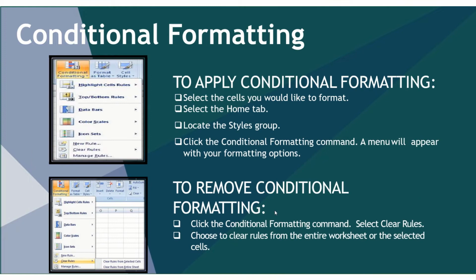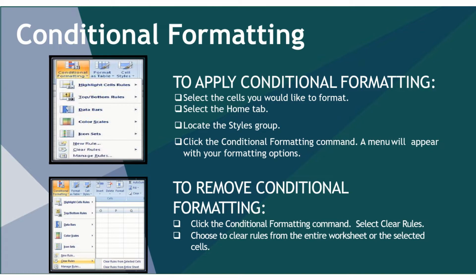So how do we apply conditional formatting? To apply conditional formatting, select the cells you would like to format, select the Home tab, locate the Styles group, and then click the conditional formatting command. This will lead to a menu wherein you will be shown different formatting options you can choose from.